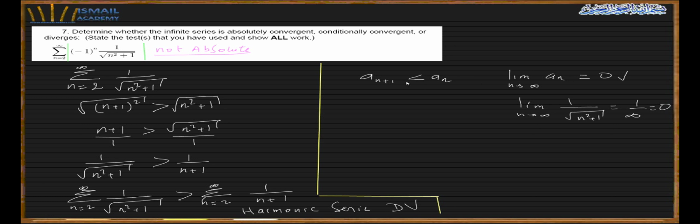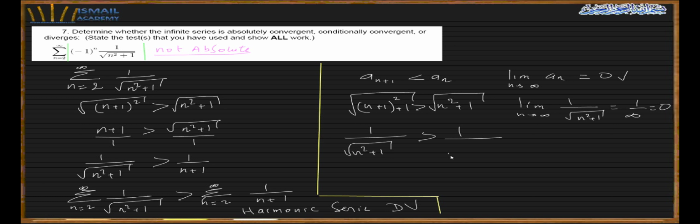Now I check if the terms are decreasing, and in that case I will check this way. We know that n plus 1 squared is greater than n squared, so if I add 1 to both sides, it's still greater. If I apply the square root here, I will still have that term greater than that one. If I cross multiply, I will have 1 over the square root of n squared plus 1 greater than 1 over the square root of n plus 1 squared plus 1, so this means a_n is greater than a_(n+1). This means the terms decrease, and if they decrease and converge to 0, this means the series is conditionally convergent. So it's not absolutely convergent but conditionally convergent.